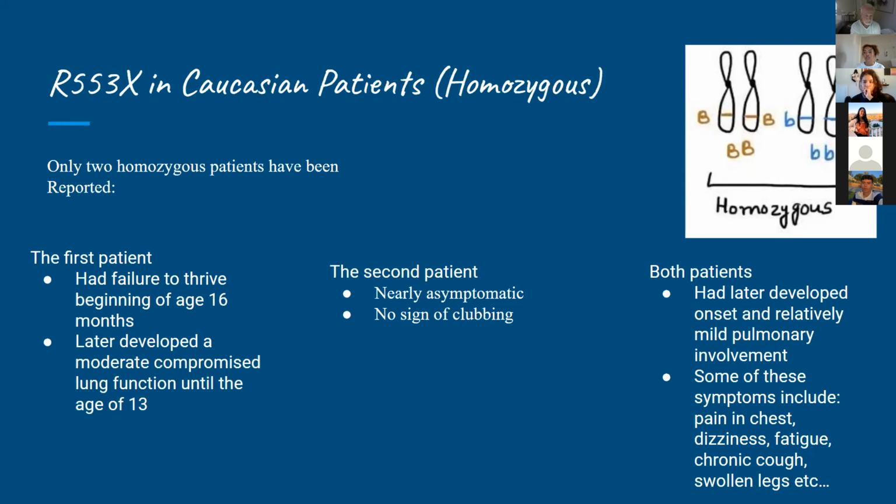And the second patient, for the beginning of their life, was nearly asymptomatic and had no sign of clubbing. Clubbing is clubbing of your fingernails, which is a very common symptom with cystic fibrosis. Both patients later developed onset and relatively mild pulmonary involvement. Some symptoms of mild pulmonary involvement include pain in the chest, dizziness, fatigue, chronic cough, swollen legs, etc.